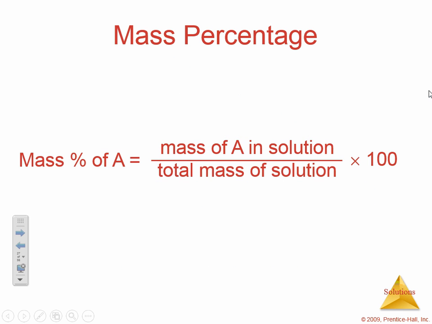So mass percentage. Now we did percent composition last year, which is similar. What is mass percentage? When you're figuring out the percentage, you're going to take the part over the whole. So if you're figuring out the mass percent of A, you're going to take the mass of A divided by the total mass of the solution, which is the percent composition. So we did do this one last year. Mass percentage is one way which we can figure out the concentration of a solution.